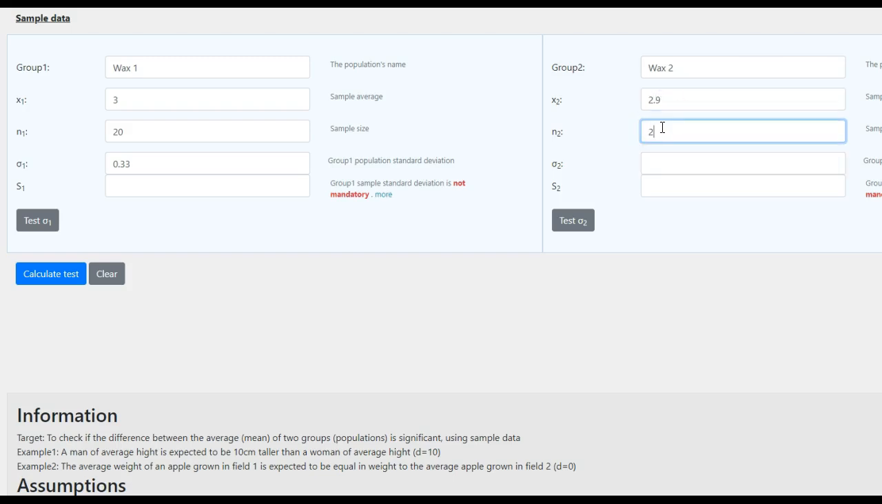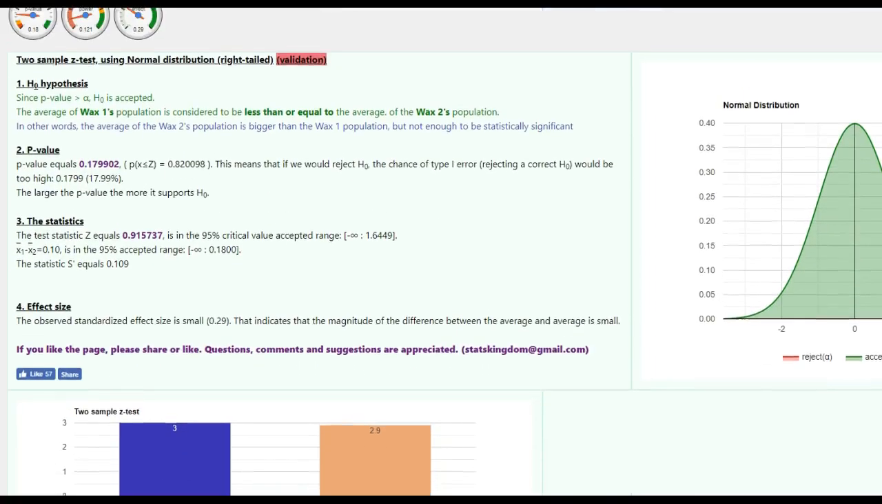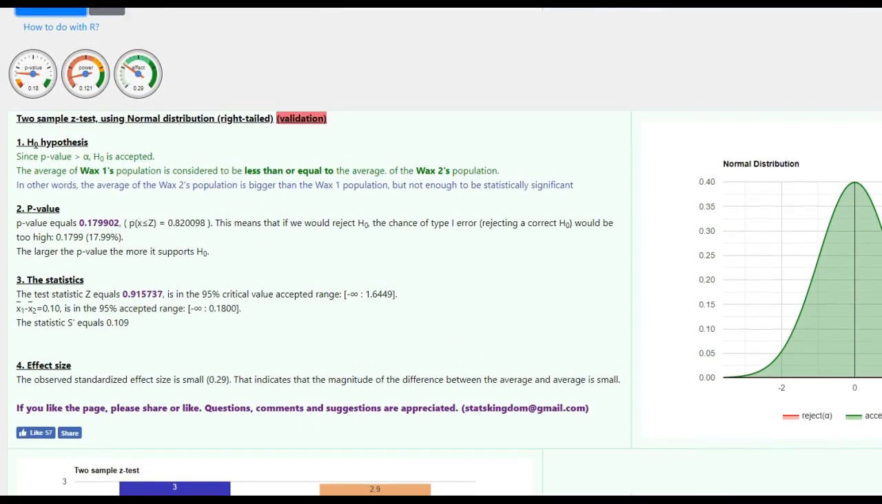Sample size again was 20 floors, and its population standard deviation was 0.36. Now that I have all of the data in there, I'm going to calculate the test. Let's scroll down and see our results. Beautiful. It gives us everything we absolutely need.